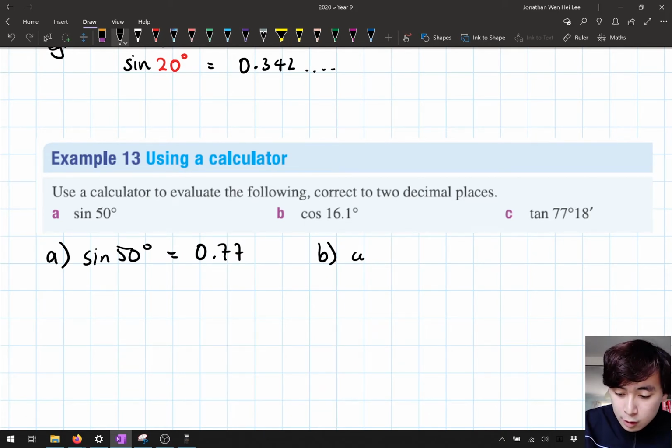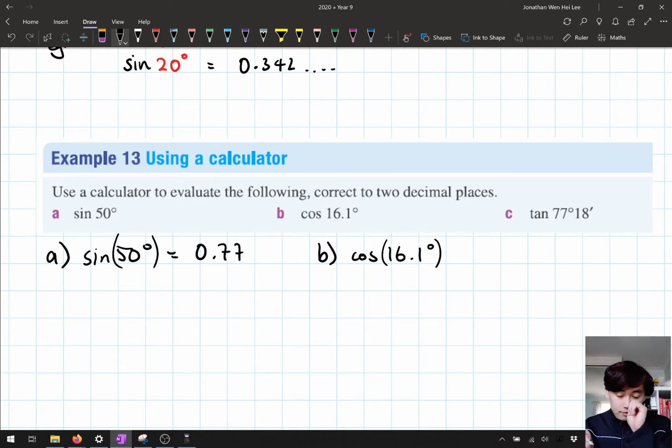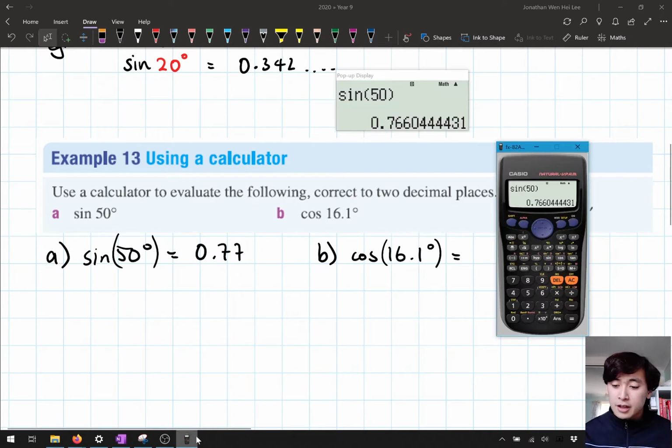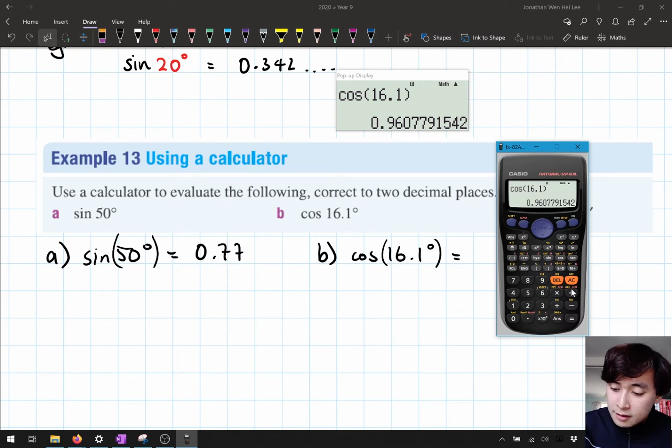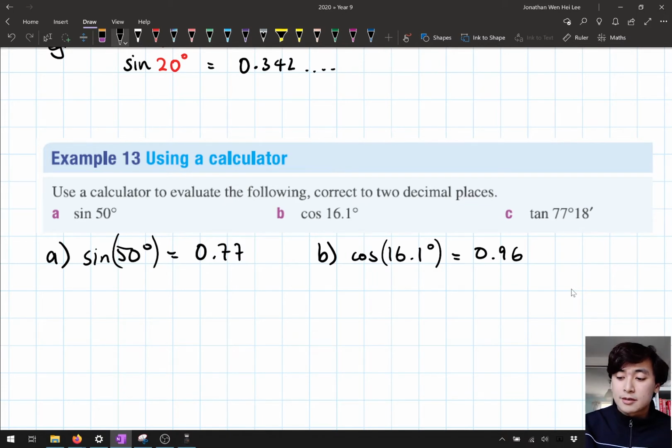Part B, cos 16.1 degrees. Now, 16.1 degrees, the degrees is there. I can put 16.1 in my calculator easily as well. So let's do that. I'm going to press the cos button, press 16.1, close the bracket, and this gives me 0.960. And if I round it to 2 decimal places, that just gives me 0.96.